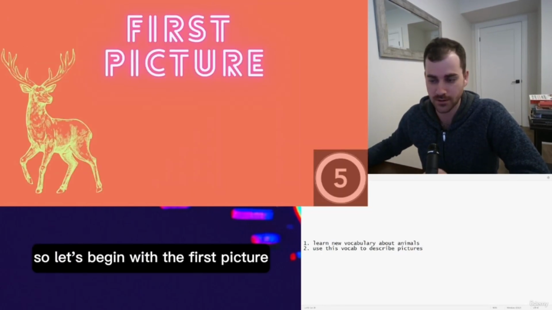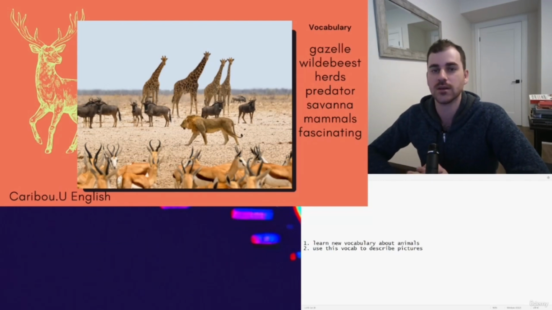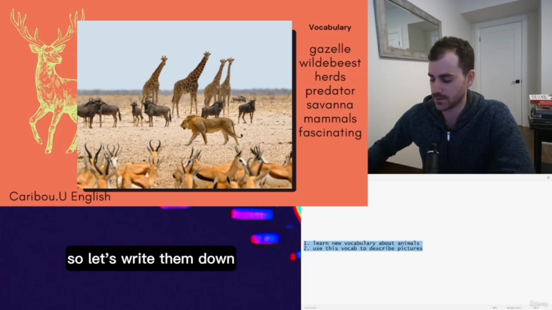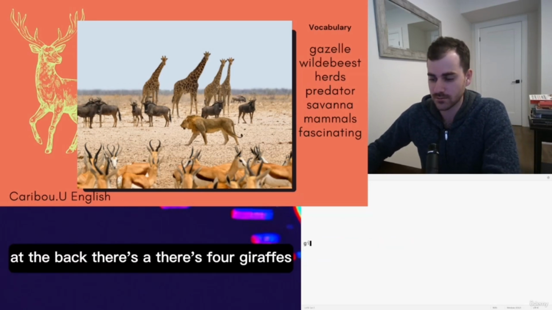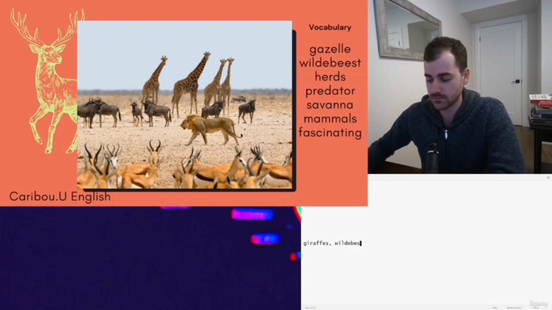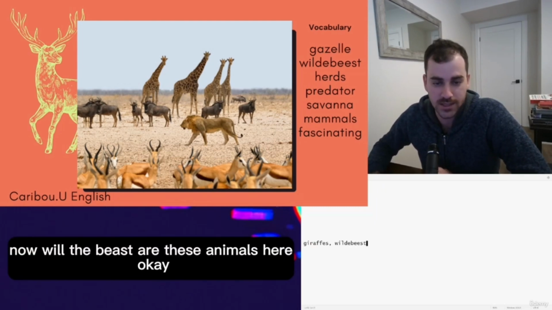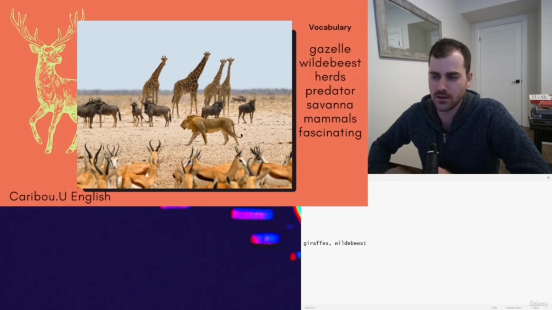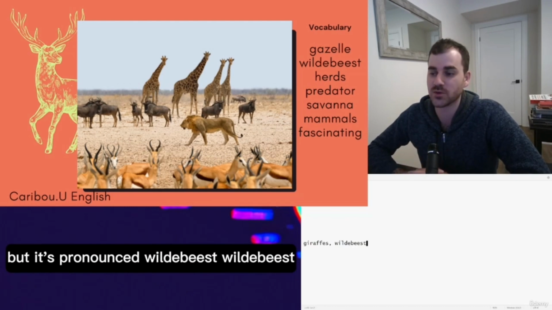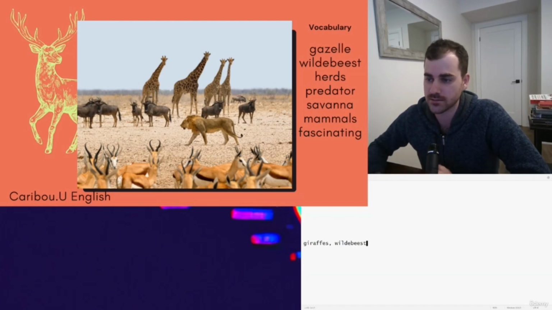So let's begin with the first picture. And as you can see, this picture has 4 different kinds of animals. So let's write them down. At the back, there's 4 giraffes. Then we have wildebeest. Now, wildebeest are these animals here. Okay? And you might think, when you look at the word, that kind of looks like wild beast. But it's pronounced wildebeest. Wildebeest.